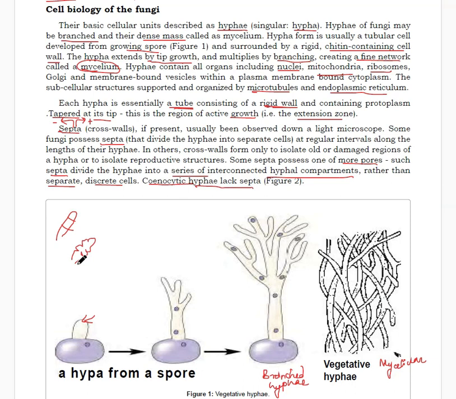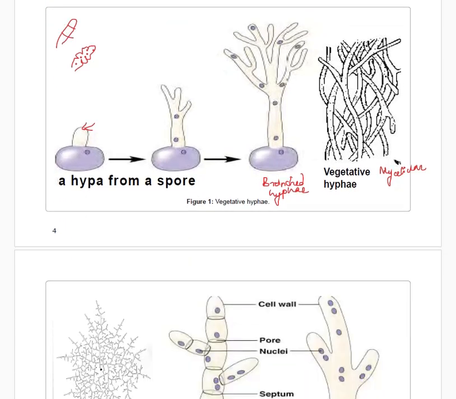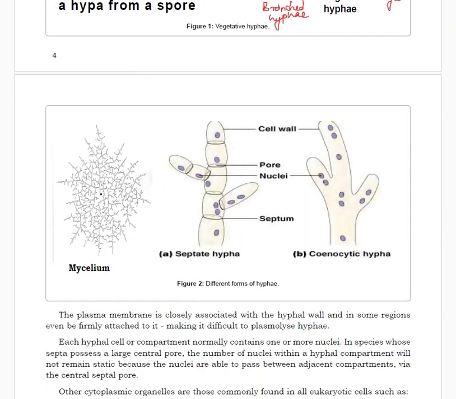Coenocytic means there is one cell only, with numerous pores, but it is multinucleate. Okay, this is a kind of coenocytic structure. So the cross walls form only to isolate old or damaged regions of a hypha, or to isolate reproductive structures, either to separate the reproductive structures from vegetative structures, or to isolate the old or damaged regions from the new ones. Okay, understandable. I hope it is understandable to all of you.